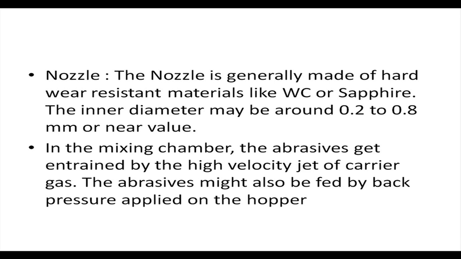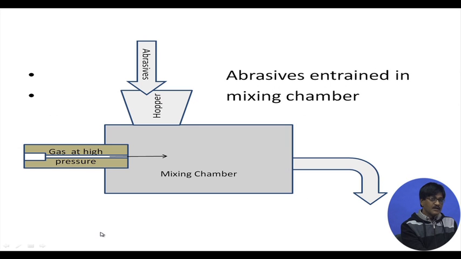And about the mixing chamber, we have already discussed it. This is the figure of the mixing chamber. Gas is coming in at high pressure, and inside the mixing chamber abrasives are coming through the hopper, and they are getting entrained here. At the end of the hopper there might be a sieve through which the abrasives can pass, and this whole thing might be mounted on a vibrating chamber, so that the abrasive feeding becomes easier.